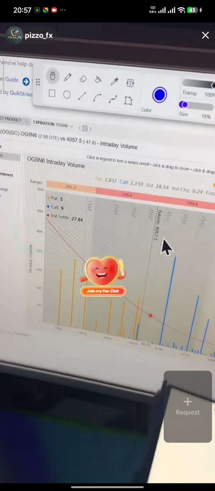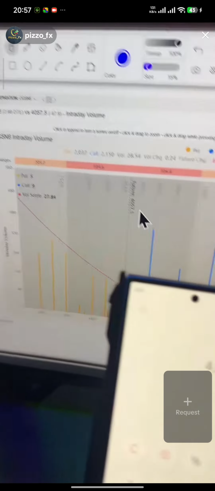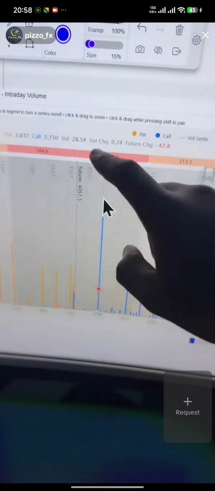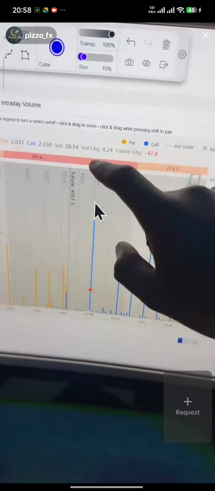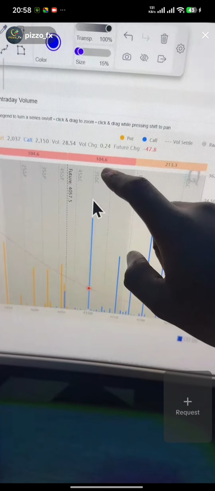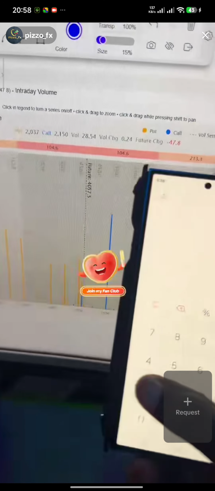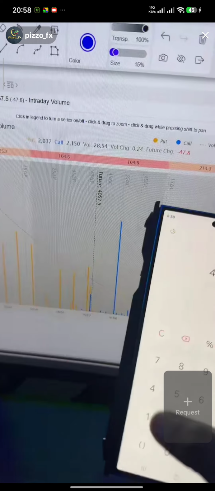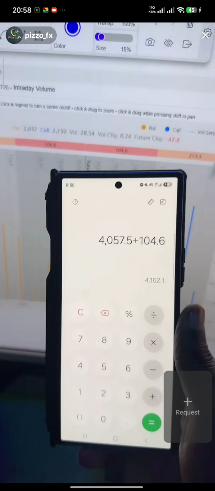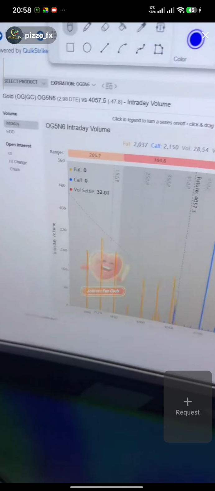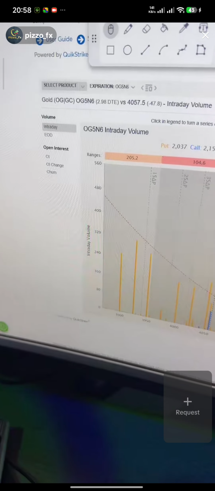So simple, 4057.5 there. You add this number. If you want to know how far it will go up, you add this number on the upside, 104 plus 104.6, that is 4162.1. That's your point of interest there, 4162.1. You see, this is a specific high.